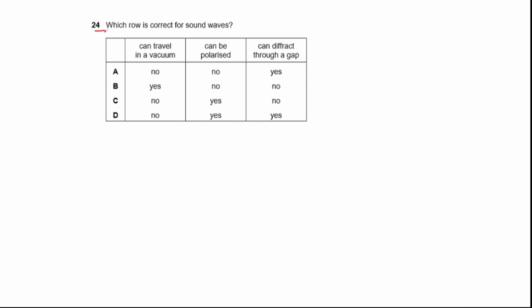Question number 24. Which row is correct for sound waves? So the first column is sound waves can travel in vacuum. It cannot travel in a vacuum, so it could be a no. And can be polarized. No, it cannot be polarized. And it can diffract through a gap. Yes, it can diffract through a gap. So the correct option is option A.